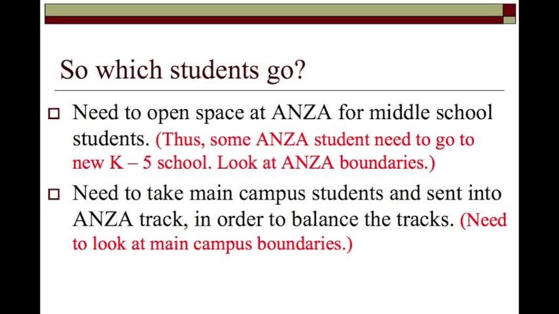Consolidating all that information, there are two things now to keep in mind. We need to open up space at ANZA for middle school students. Thus, some ANZA students need to go to the new K-5 school. So we'll have to look at the ANZA boundaries. The second main point is that we'll have to take main campus students and send them into the ANZA track in order to balance the tracks. So we'll also need to look at main campus boundaries. So let's look at the first bullet point first. Which ANZA students should go?